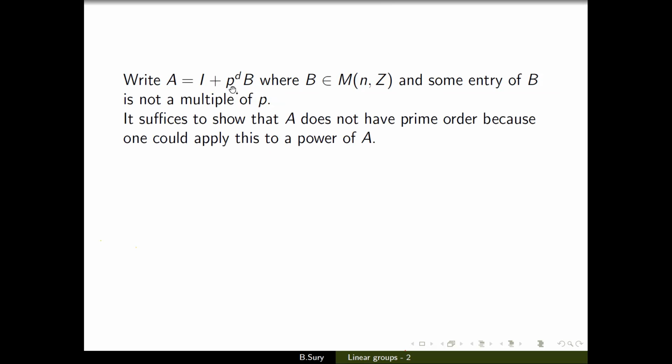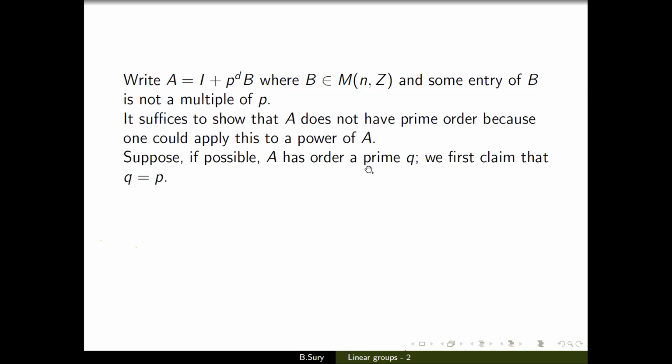To show something does not have any elements of finite order, it's enough to say there are no elements of prime order. Because if there is an element of finite order, that order has a prime dividing it. Let's say g has order m, where m is p times d, then g power d has order p. So it is enough to say there are no elements of prime order. This prime has nothing to do with this p, just any prime. But we'll see it has something to do with this.